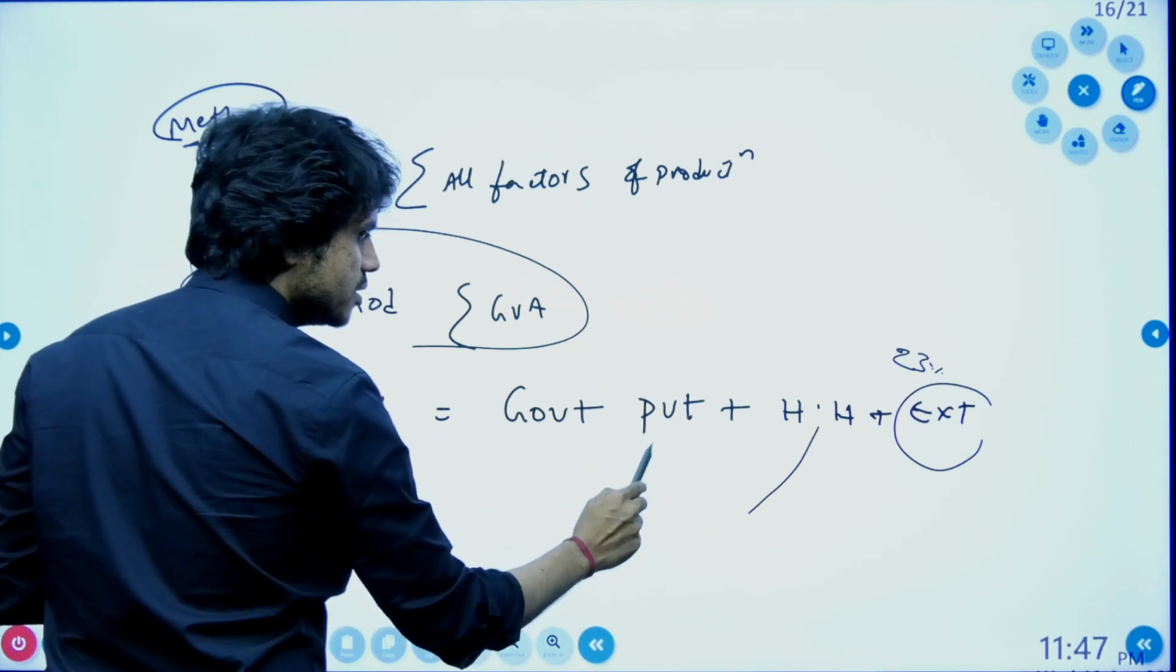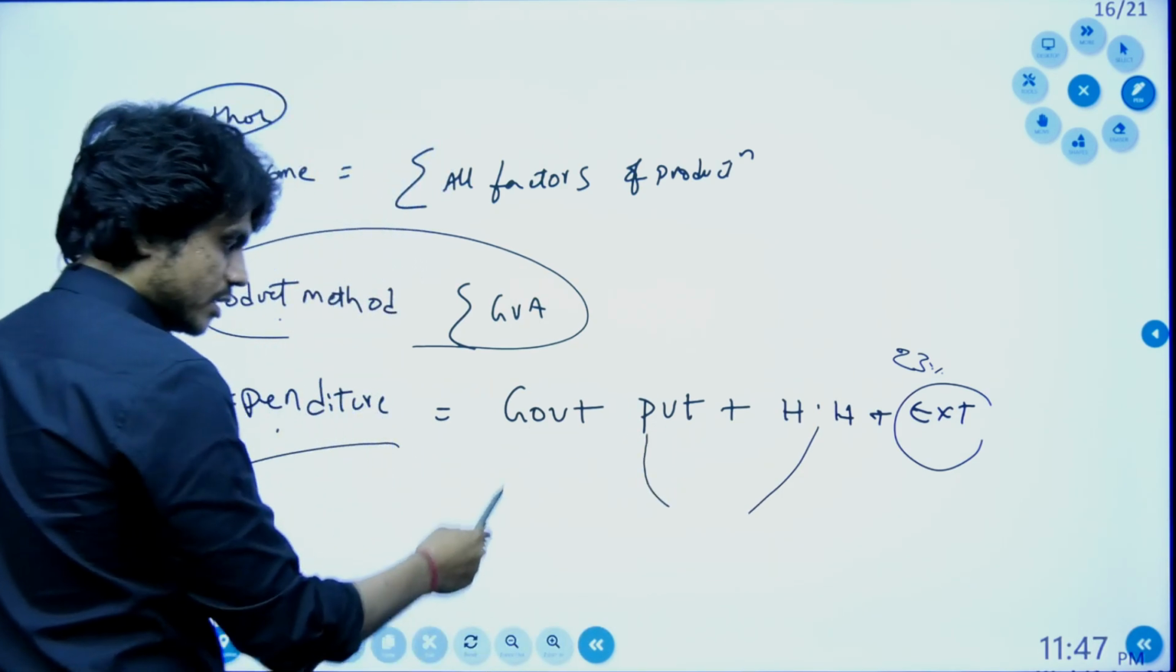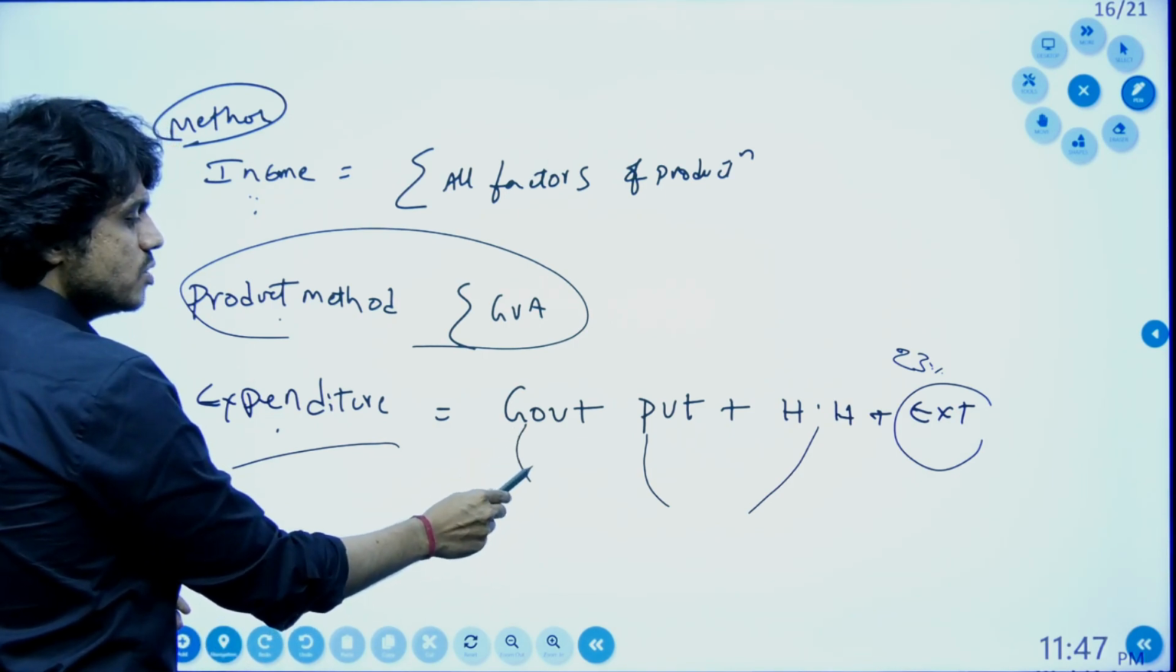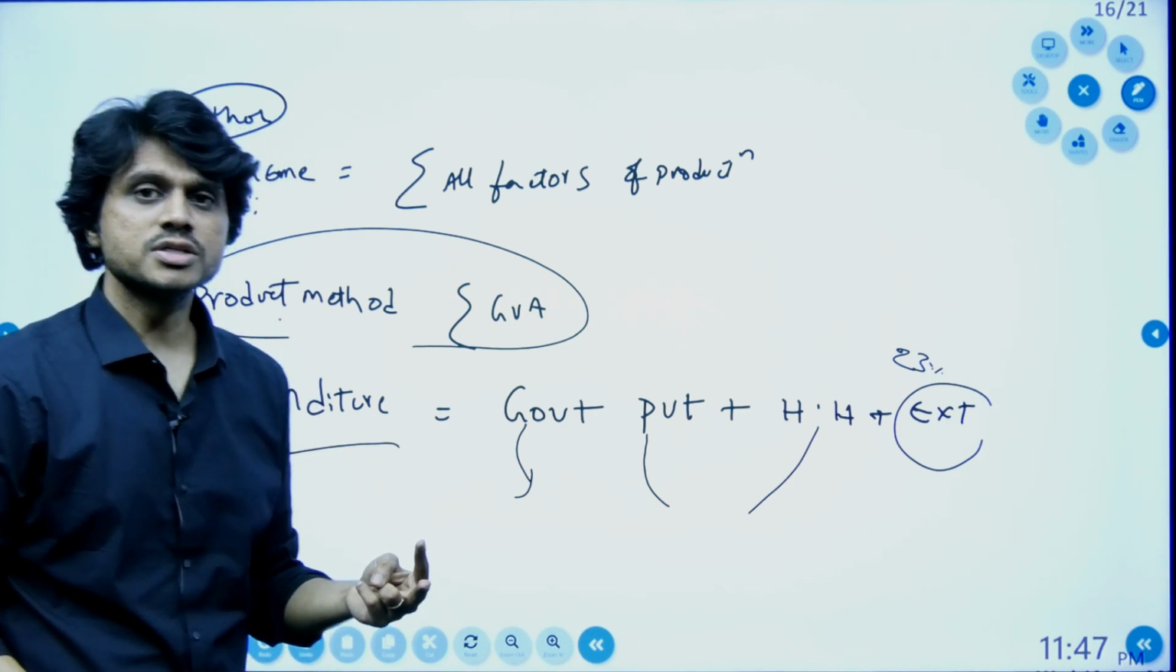Also, because of the household sector, the private sector and the government sector, there would be demand. What would the government purchase? The government would purchase 2 types of goods: consumer goods and capital goods.